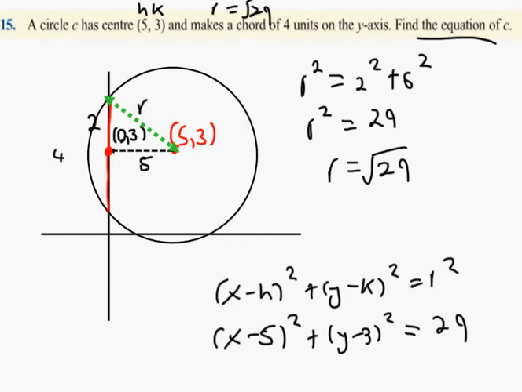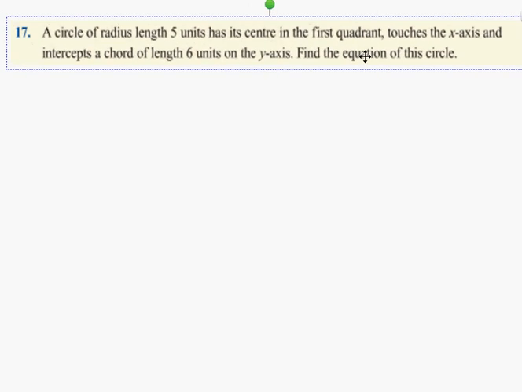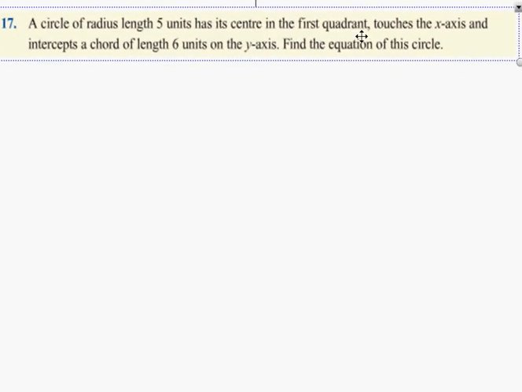Okay, let's try something else here. Number 17. A circle of radius length 5 units has a center in the first quadrant. It touches the x-axis and intercepts a chord of length 6 units on the y-axis. Find the equation of the circle.